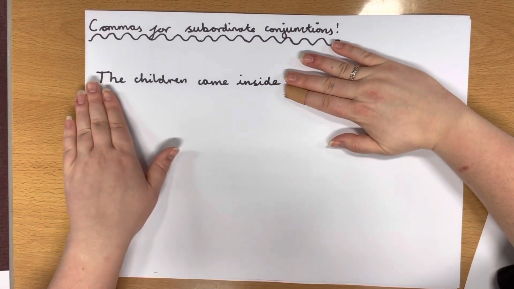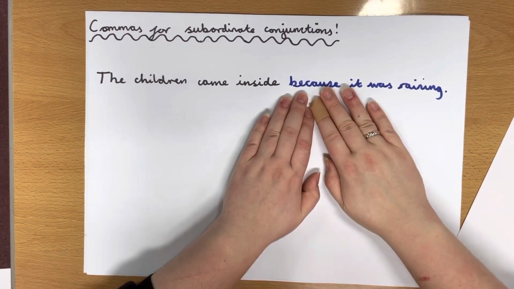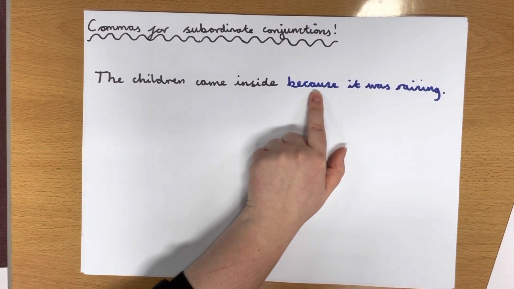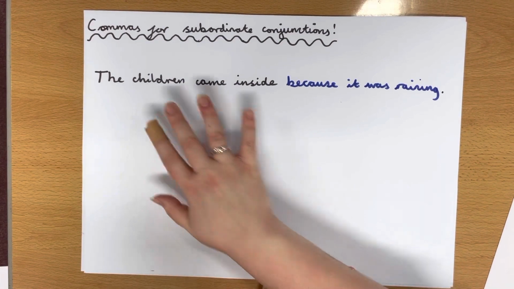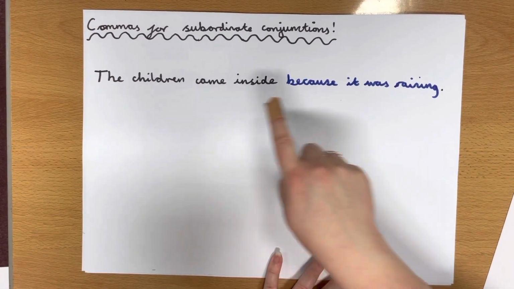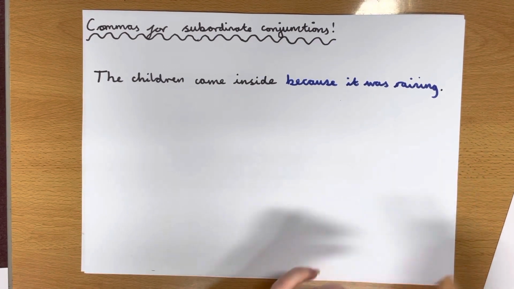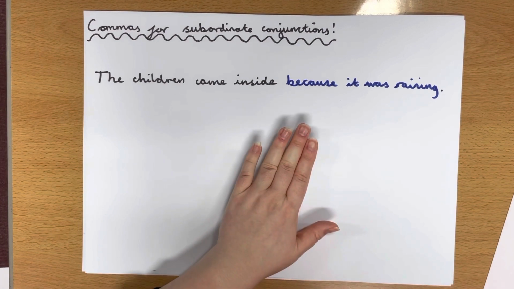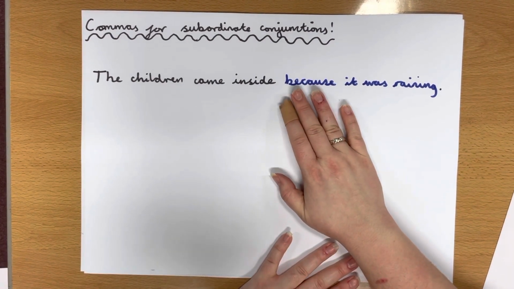Our full sentence, the children came inside. Now we've got our subordinate clause, because it was raining. Our subordinate conjunction is because. This shows that our main clause and our subordinate clause are directly linked. The reason the children came inside was because it was raining. Now for this sentence, when you use a subordinate conjunction in the middle of your sentence, you do not need a comma. So you do not need a comma for this sentence.